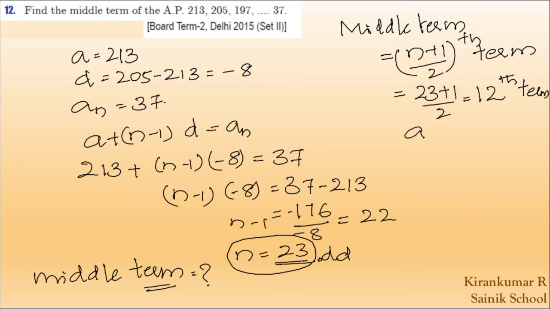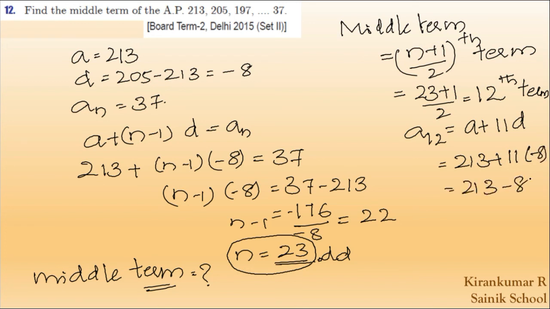So how do we find the 12th term? It is a plus 11d. The value of a is 213, plus 11 times negative 8. So 213 minus 88 gives 125. This will be the middlemost term, or the median. Let us end this session with one more question.